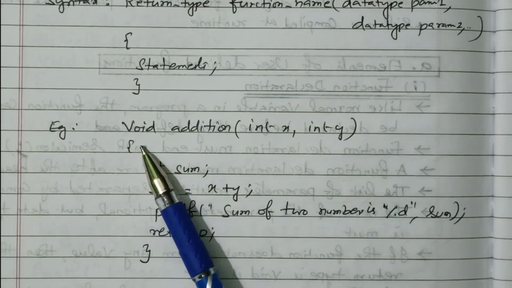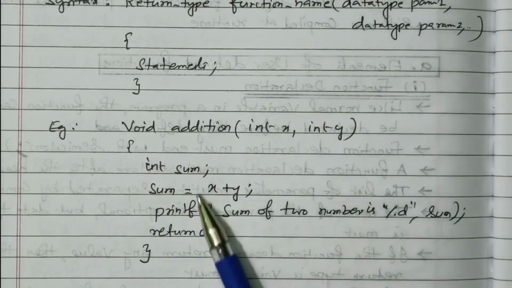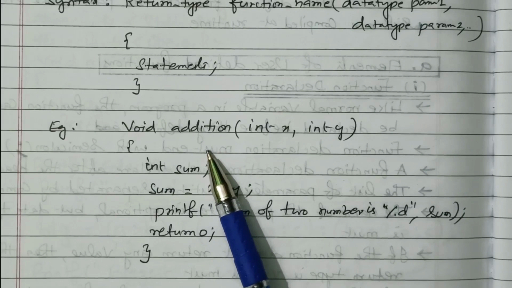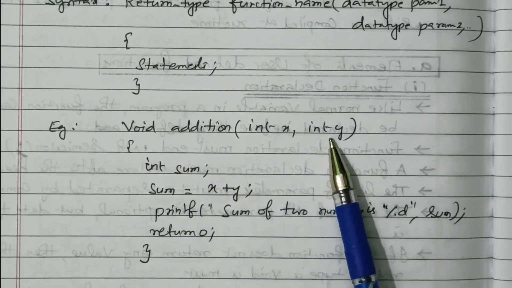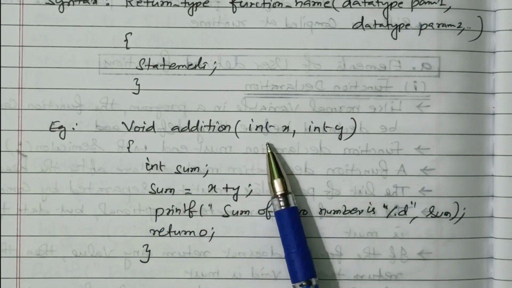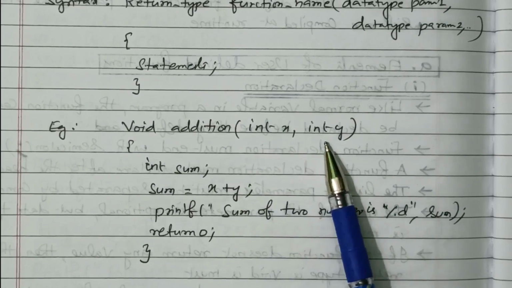So it is void addition, integer x comma integer y. This is like a program, like the main program. This is a subprogram. It's called a function. A function is also called a subprogram. Void addition, integer x comma integer y. The function name is addition. It will not return any value. It will get the two parameters from the main program, integer type x and y.